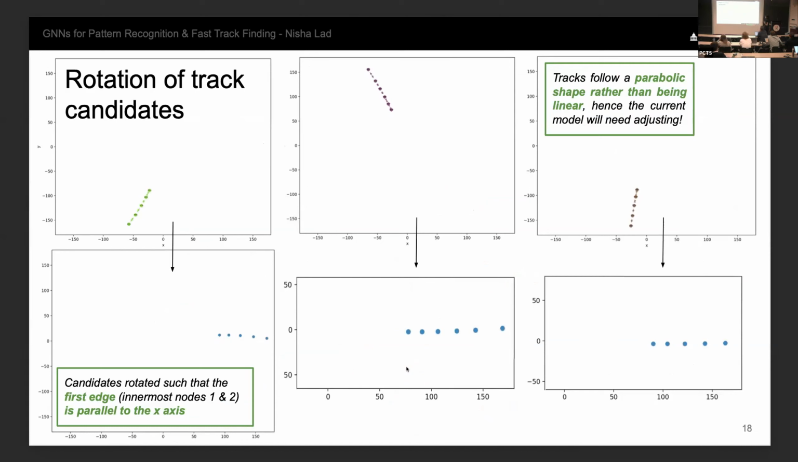Another aspect to note here is that the tracks actually follow a parabolic shape rather than being linear. So one thing that we are considering is to change our model setup. However, this does justify the fact that we are using correlated noise within our Kalman filter, that being the OU process, because the model is not strictly linear, it is slightly parabolic.